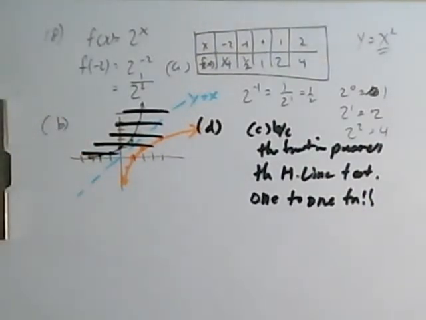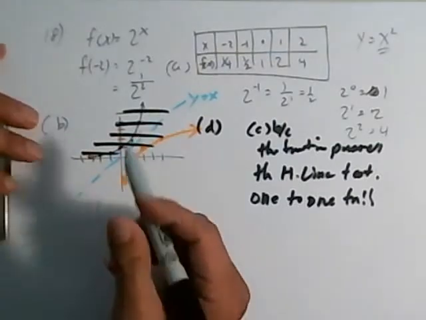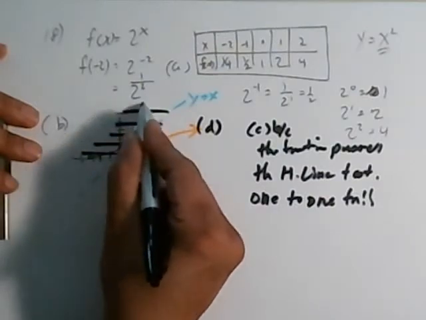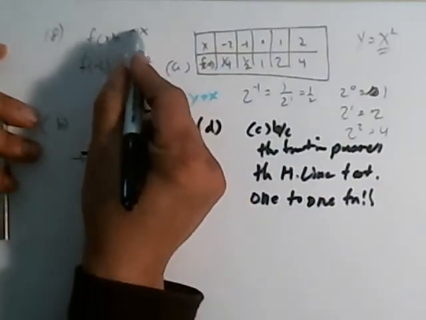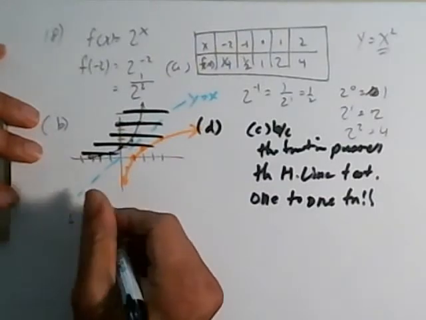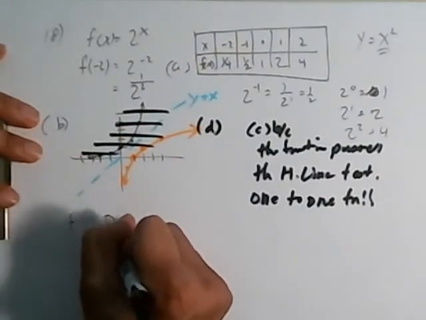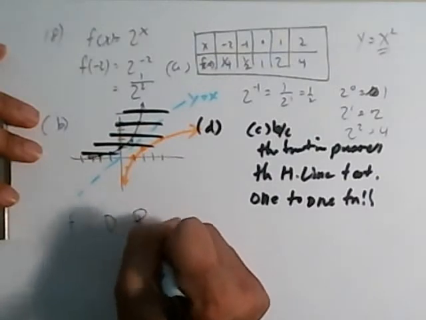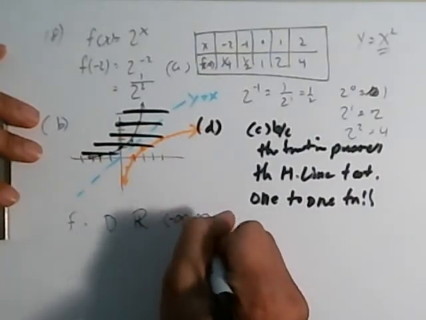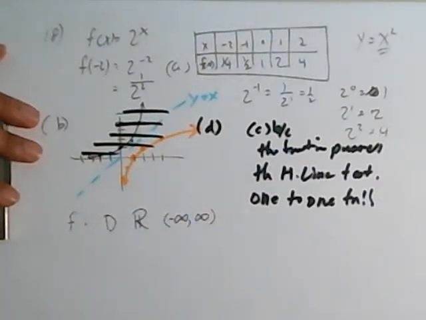Next, state the domain and range of f. The domain of f is all real numbers because x can be anything. You can put in any number for x if you want here. So for f, the domain is all real numbers. Some teachers like to write it this way, negative infinity to infinity. That's called all real numbers. Okay.